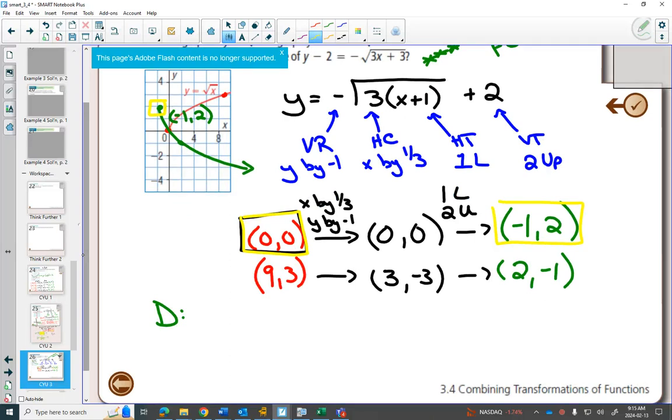Domain are our x values. My smallest x value is -1, and it goes bigger than that forever. So I can write that x has to be bigger than or equal to -1. Then my range, my y values, my biggest y value is +2, and it goes down forever. So y is less than or equal to 2.